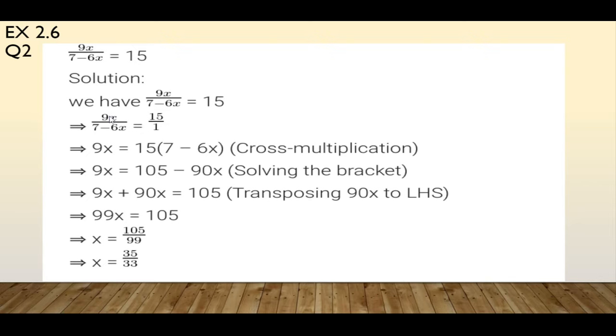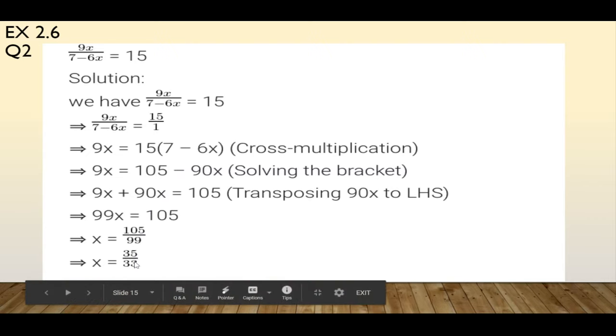So, it goes like 9x is equal to 15 multiplied with (7 minus 6x). Basically, this is known as cross multiplication. Now if you open the bracket, this will become 105 minus 90x. If you solve this with the basic transposition method, you'll find the value of x as 35 upon 33.